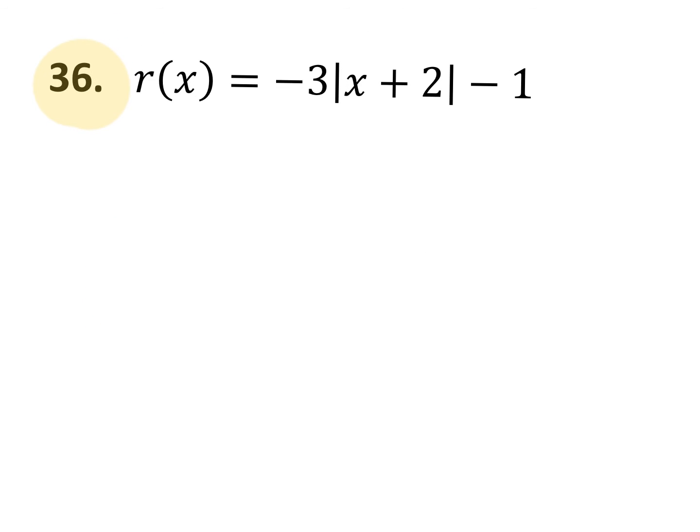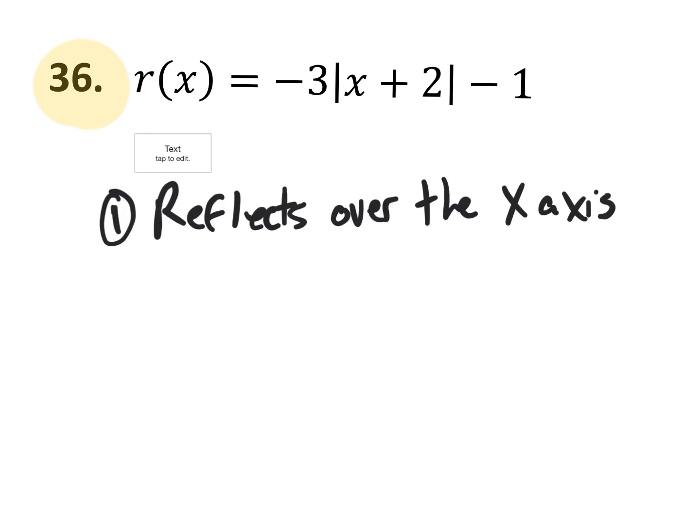36, sure, why not? Okay, so by the way, the instructions here say describe the transformations from the original parent graph to this new R of x graph. So we know that the original parent graph is a V and it has the vertex at 0, 0. It's opening up and it has an a value of 1. Now, the first thing that we see here is a negative sign. That negative sign means that it reflects over the x-axis. And I would like you to number it. Number 1, the first transformation, that negative sign means that it reflects over the x-axis. So it used to open up, now it's opening down.